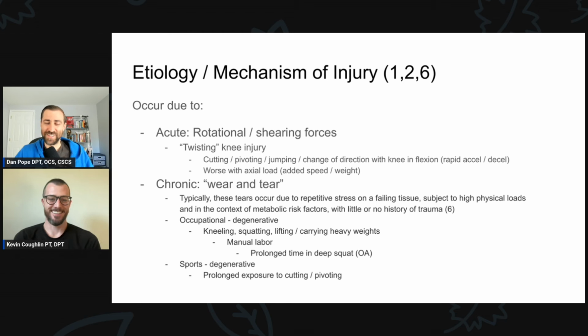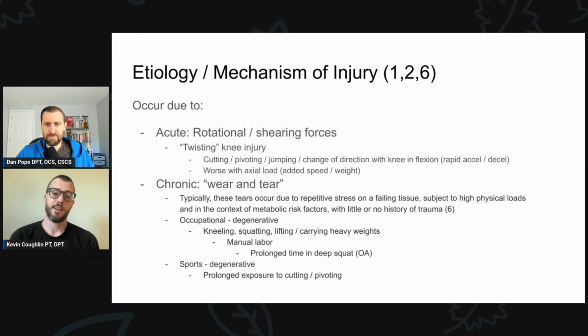All right, and then just talking about the mechanism of injury. So how is this occurring? We did mention this a little bit, but acutely we see a rotational and shearing force causing the meniscus tear. Generally, a twisting on your knee. So cutting, pivoting, jumping, changing direction, rapid acceleration and deceleration. Definitely worse when we add axial load to that. Added speed, added weight, we're going to see more force through the meniscus. Can definitely cause a tear.